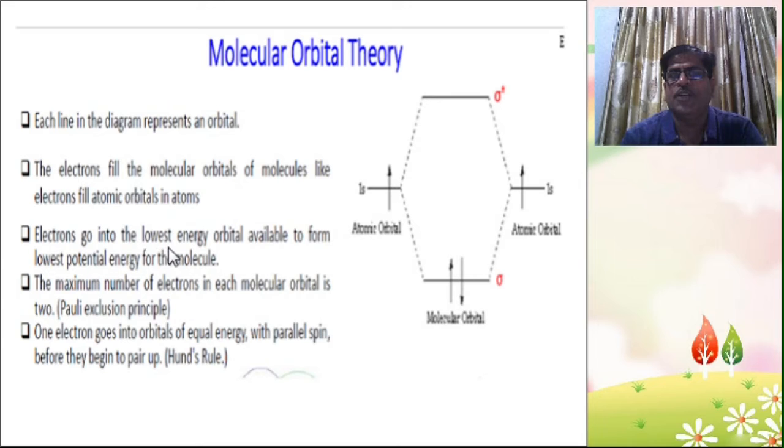Electrons go into the lowest energy orbital available to form the lowest potential energy for the molecule. The maximum number of electrons in each molecular orbital is 2, by Pauli's exclusion principle. One electron goes into orbitals of equal energy with parallel spin before they begin to pair up. That is Hund's rule.